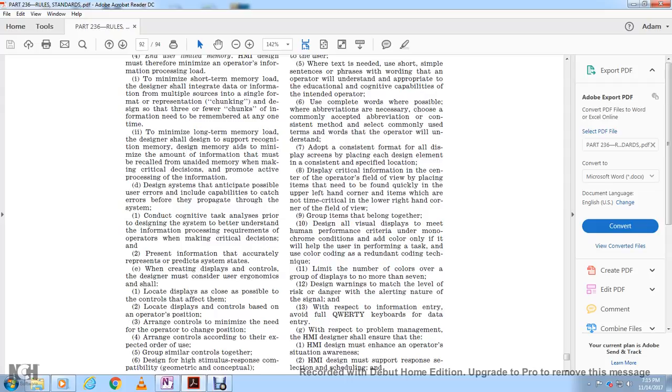Design warnings to match the level of the danger with the alerting nature of the signal. With respect to information entry, use the full QWERTY keyboard for data entry. With respect to problem management, the human-machine interface design must enhance the operator's situation awareness. Human interface design must support response selection and scheduling.